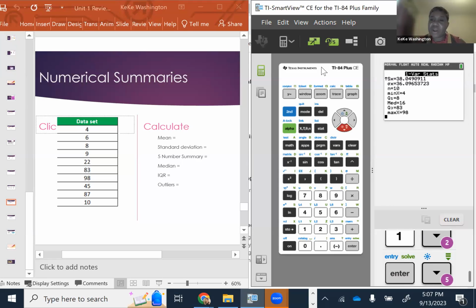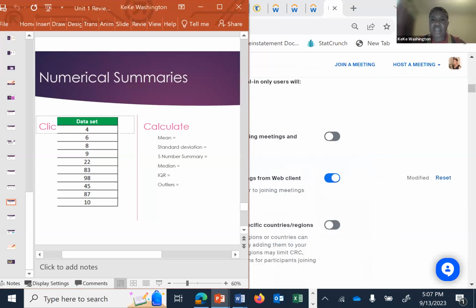All right, so let me write down this information, and then we are going to determine how to calculate outliers, and let's do that median and IQR as well. Let me go ahead and show students on StatCrunch while we're here. So what should you do in StatCrunch?